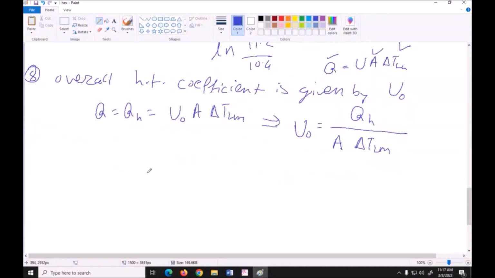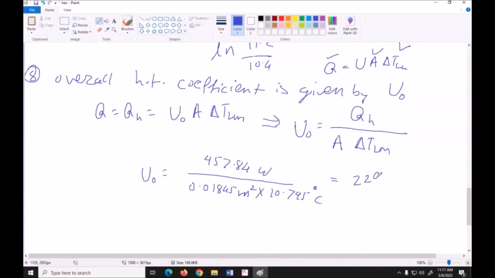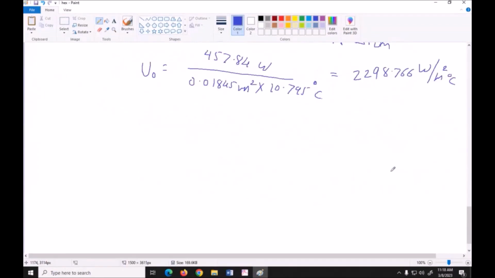So I know everything. I will put the values. Area is 0.01845 meter square. Delta TLM is 10.795 degrees centigrade. Q is 457.84 watt. The answer is 2298.766 watt per meter square degree centigrade. This is the overall heat transfer coefficient. My objective is finished. The last objective is optional, and I will explain it very briefly. That is number 9.